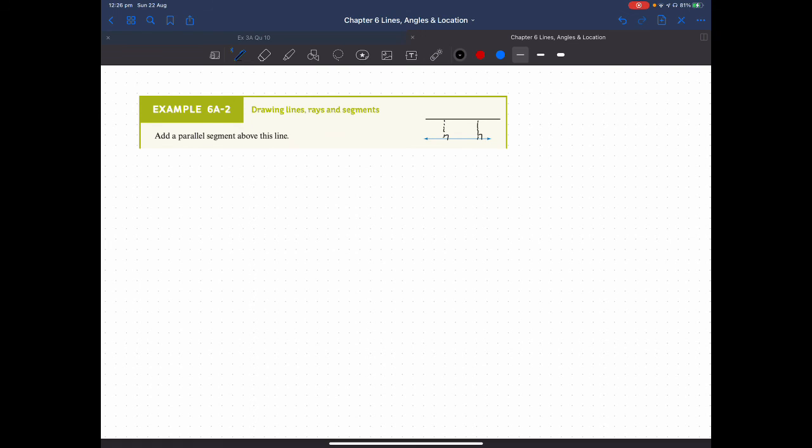Now I'm going to draw my straight line. Now, my straight line I was asked to draw is a segment. Now remember, a segment, I don't have arrows on the end, but I will draw points at the end of my straight line. So I've added a parallel segment above the line.